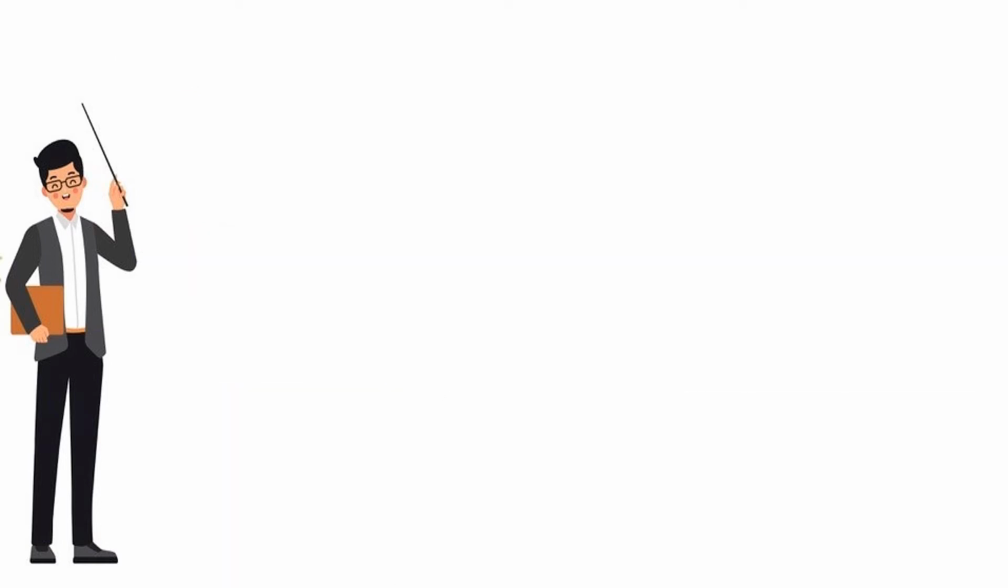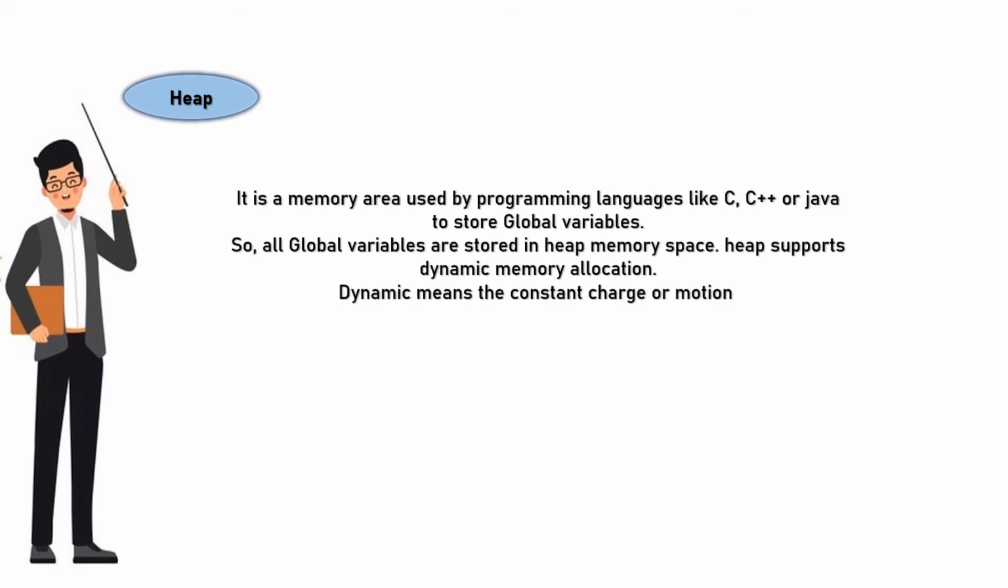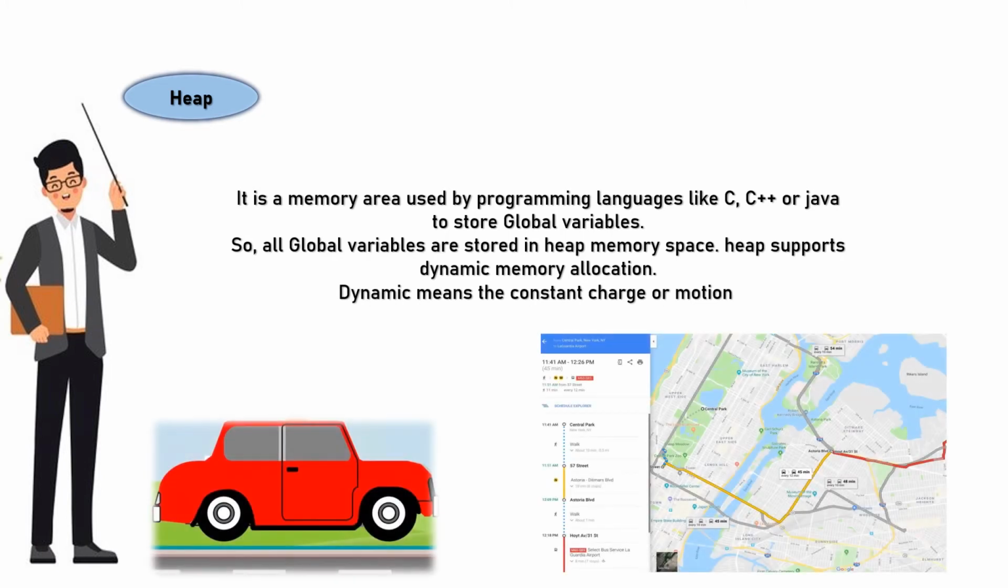Next, coming to heap. It is a memory area used by programming languages like C, C++, or Java to store global variables. So, all global variables are stored in heap memory space. Heap supports dynamic memory allocation. Dynamic means constant change or motion. For example, a car is continuously moving and changing its route using Google Maps.